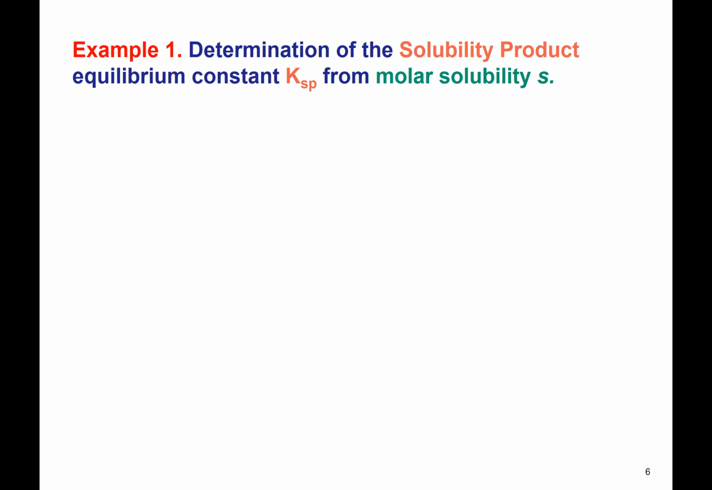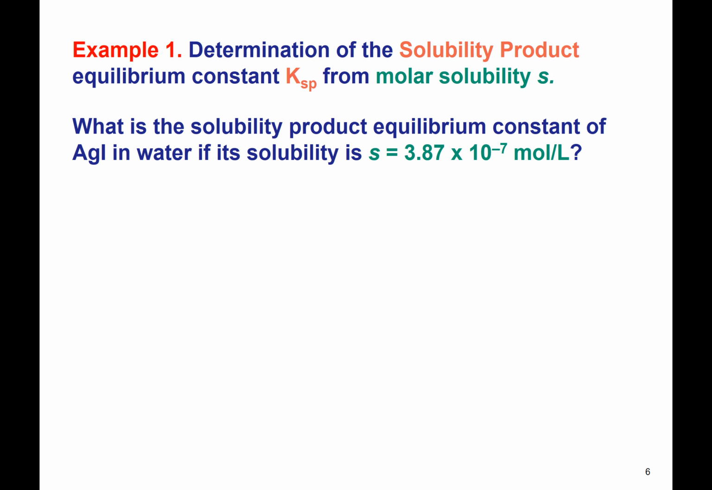Okay, so let's consider an example, the determination of the solubility product if we know the molar solubility of a salt. So consider this problem. What is the solubility product of silver iodide in water at 25 degrees centigrade if we know that the solubility of silver iodide is 3 times 10 to the minus 7 moles per liter?